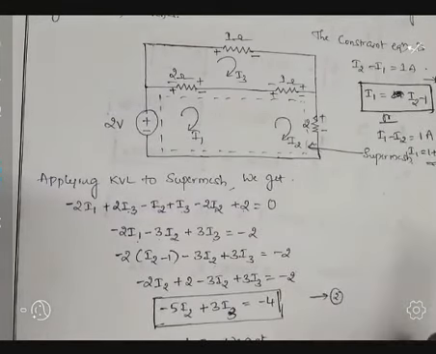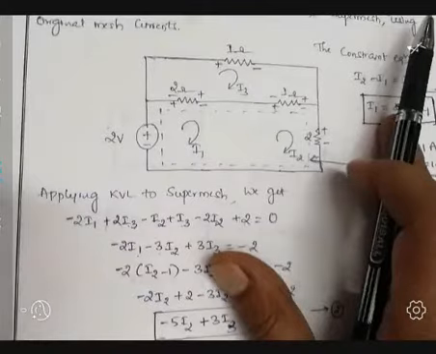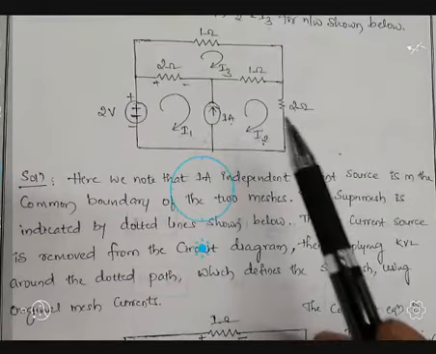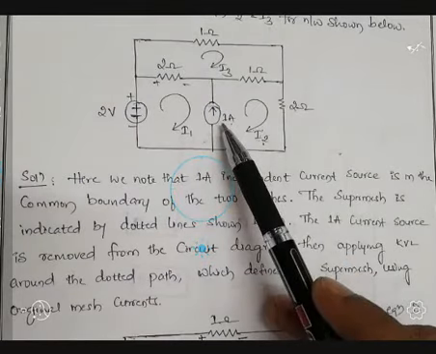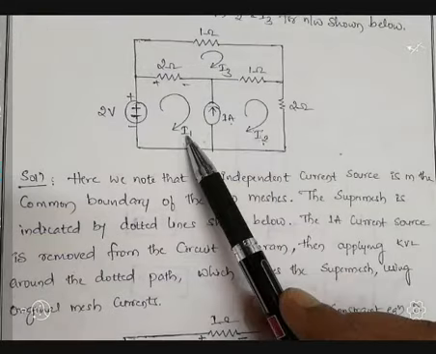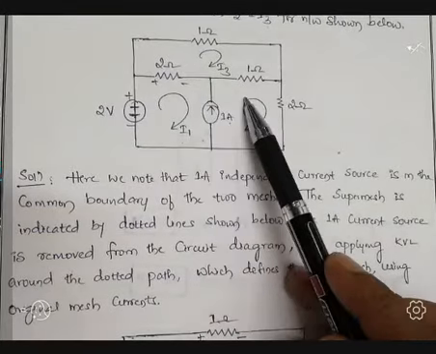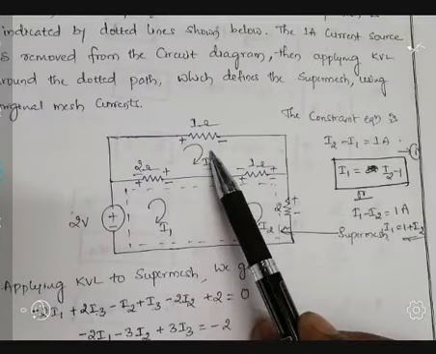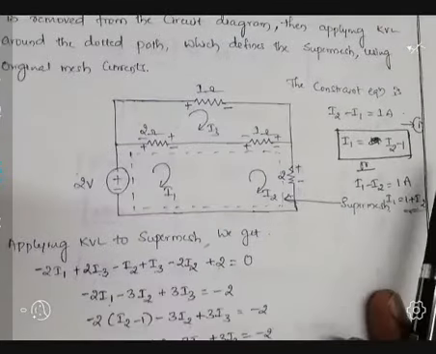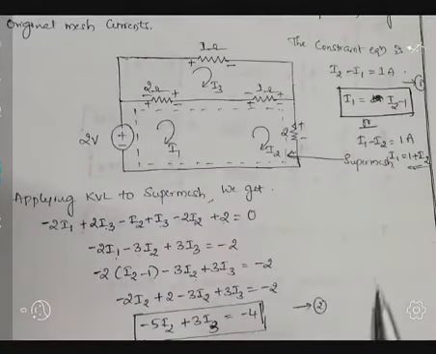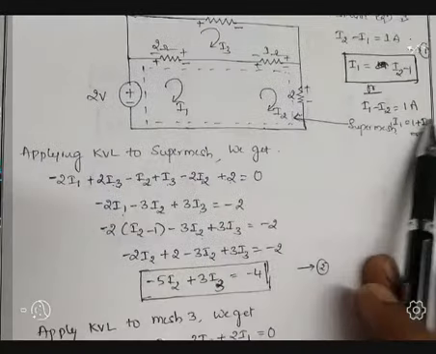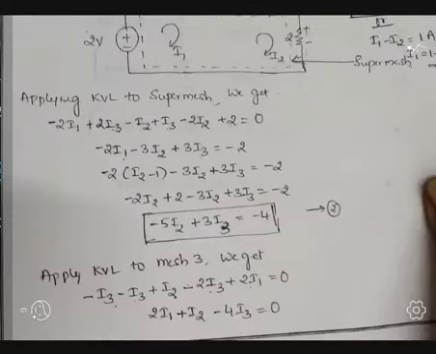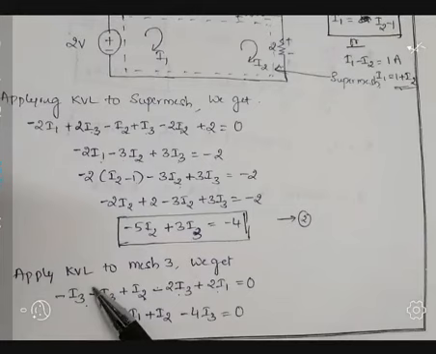Initially in the given network there are 3 loops. By eliminating the independent current source which is present between the 2 meshes, it becomes the super mesh, and we get only 2 loops now. One is the super mesh and another one is loop number 3. So next, apply the KVL to loop 3, or we can say apply the KVL to mesh 3.